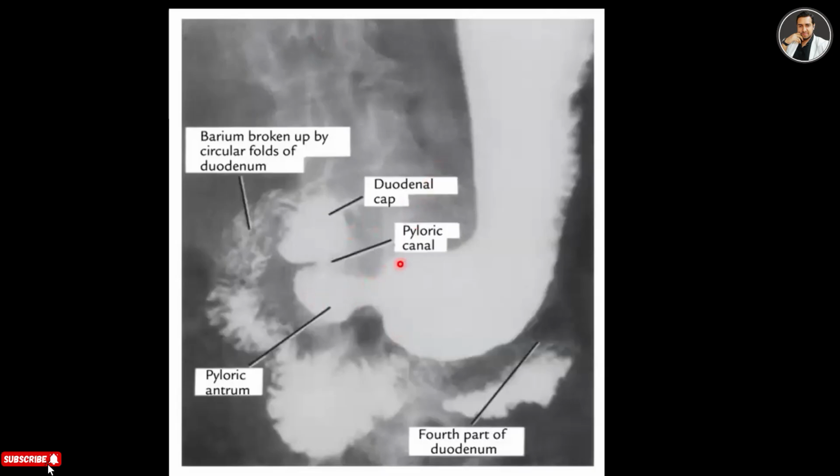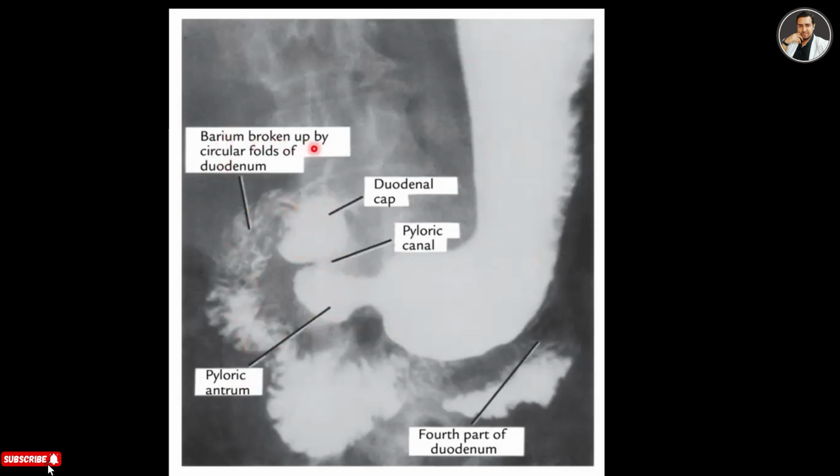So here you can see that this is a single contrast, that only the barium sulfate is filling the stomach, no gas here. So this is the pyloric antrum, this is the pyloric canal, and this is the duodenal cap, and passing the duodenal cap, barium sulfate contrast goes to the small intestine.